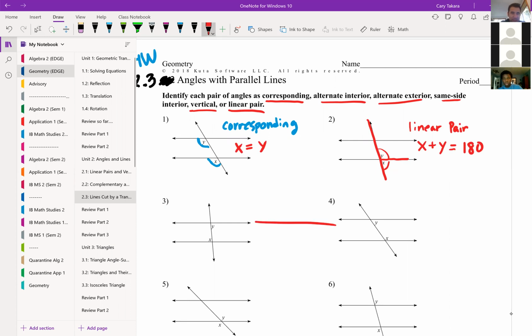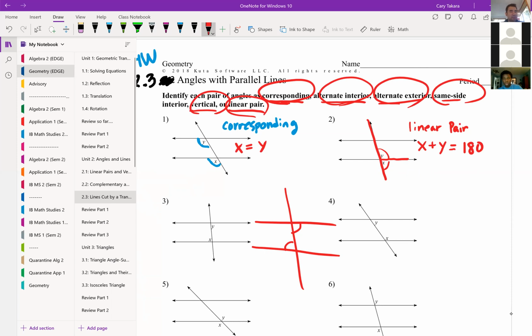So number three is where you have parallel lines, this angle and that angle. What would you call that? All the answers are out of those six things: corresponding, alternate interior, alternate exterior, same side interior, vertical, linear pair. It's one of those six, nothing else. Which one would that be? It is alternate interior angles. Very good. Let's write it down.